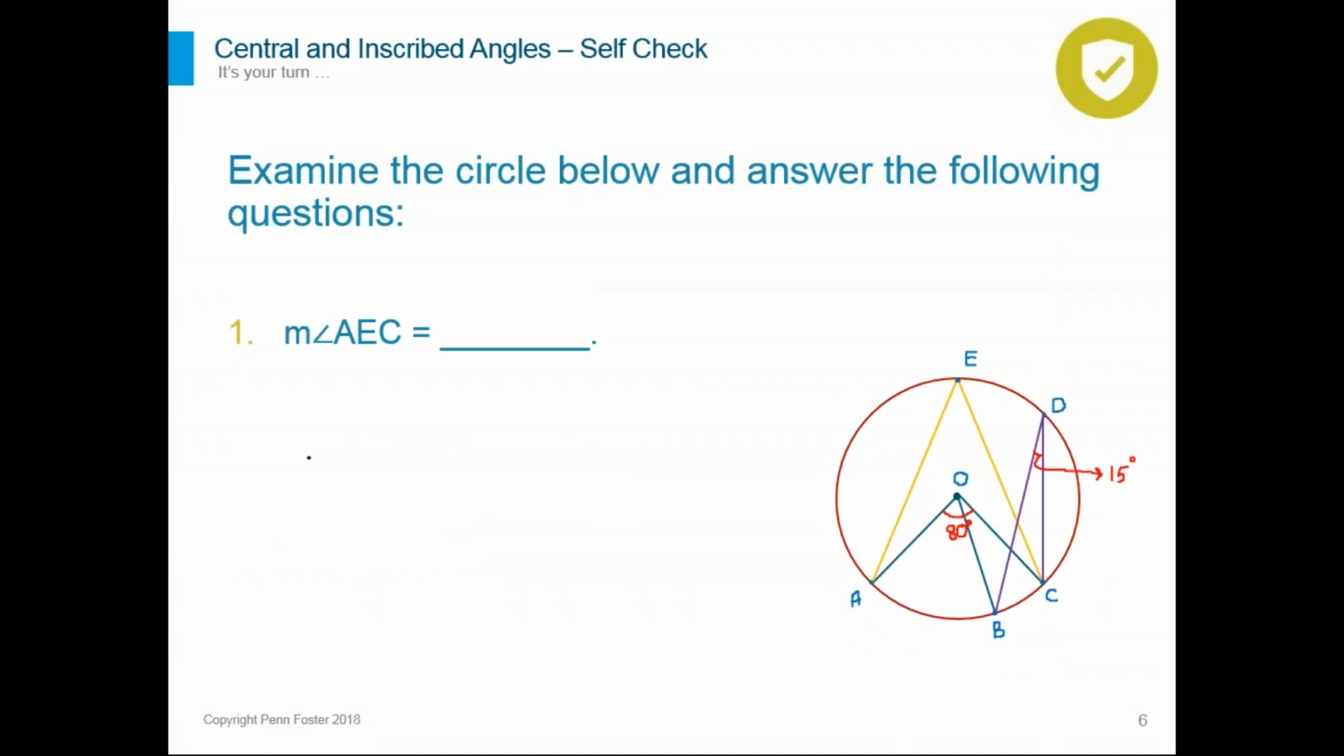This is a self-check question again. Those are not graded. What's going to happen? We're going to read the question together, think about the question, and then I'm going to change my screen to give you the same question, but this time you'll be able to choose an answer. So examine the circle below and answer the following questions. What is the measure of AEC?